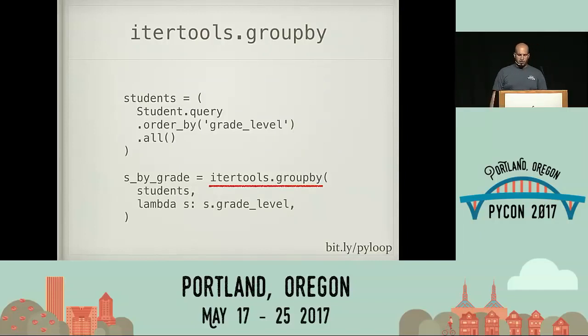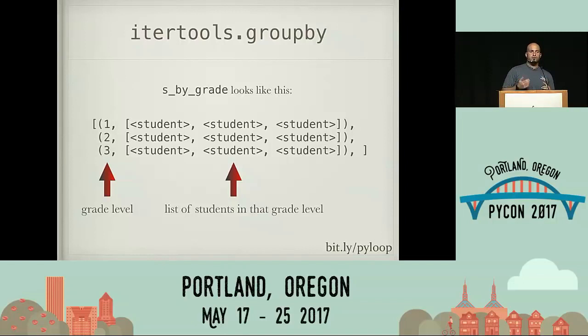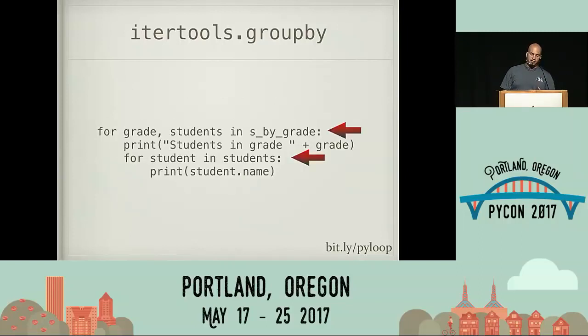So here's my database query to get all students ordered by grade level. And now I'm going to use itertools.groupby to group this list by the grade level of each student. So the output of just the database query would be a list of students, but the output of itertools.groupby is a list of tuples, where each tuple is the grade level followed by the list of students in that grade. So this means that when you get to the point in your code where you want to actually display this, the logic is very simple.